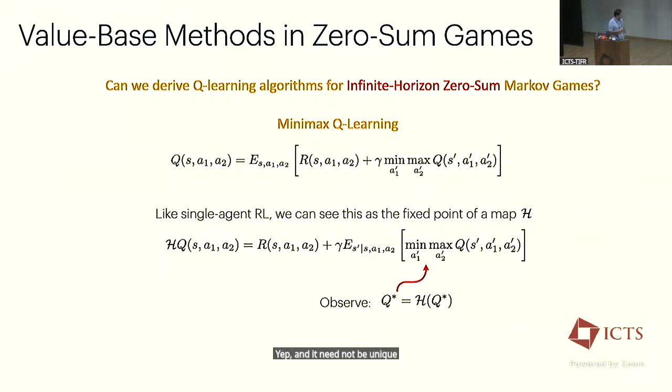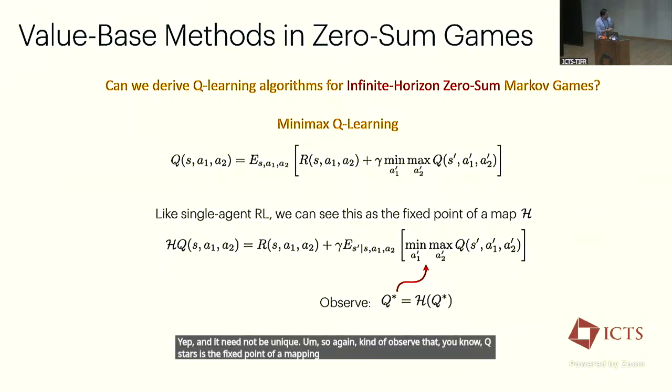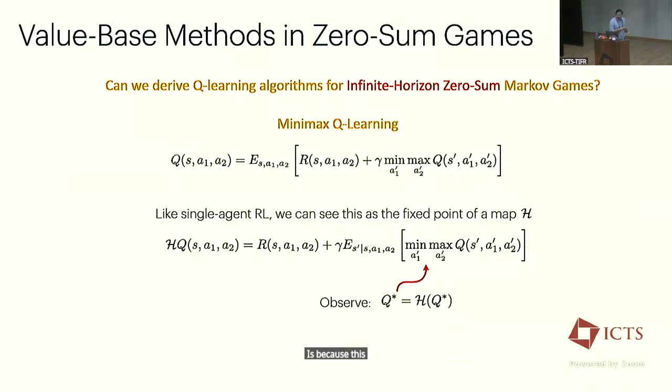Again, observe that Q star is the fixed point of a mapping. The reason why it's okay that it's not unique, and we don't have this equilibrium selection problem, is because this is a zero-sum game. In a zero-sum game, all Nash equilibria have to give you the same value, so the recursion is going to be the same value. Any other questions?